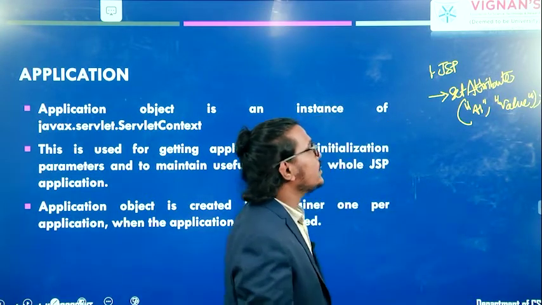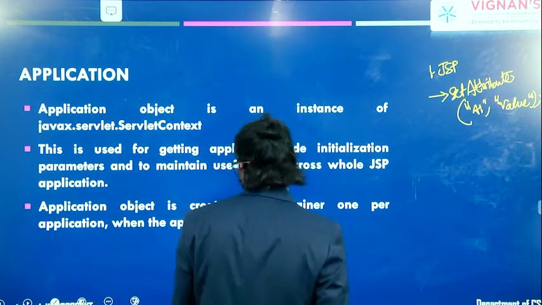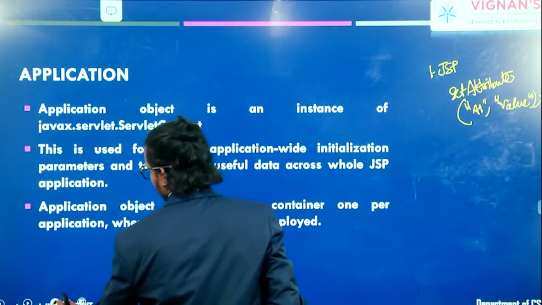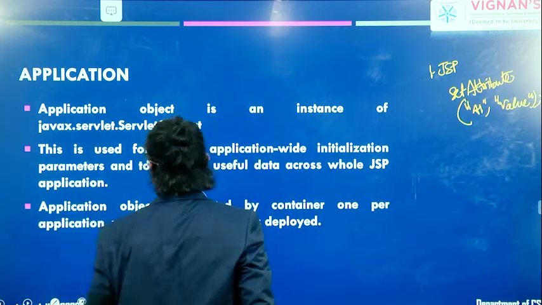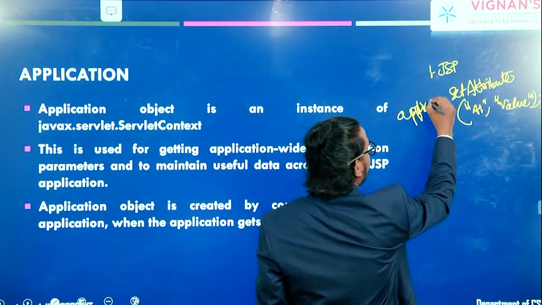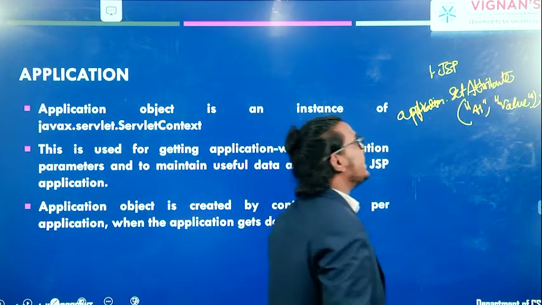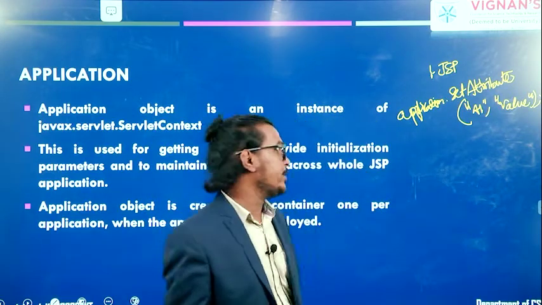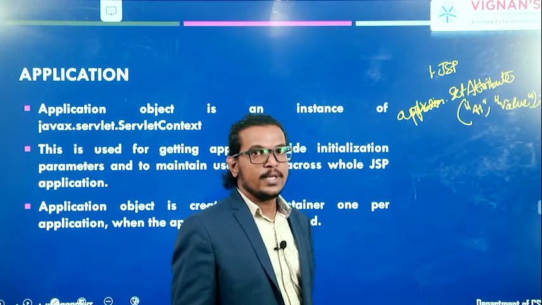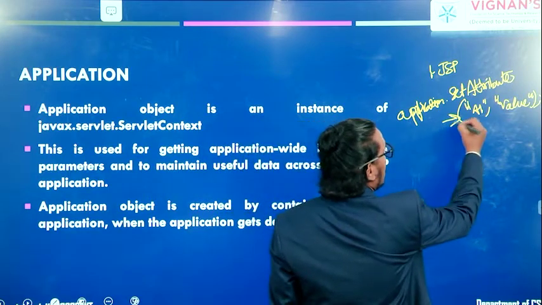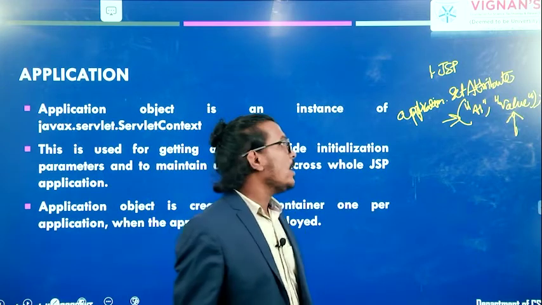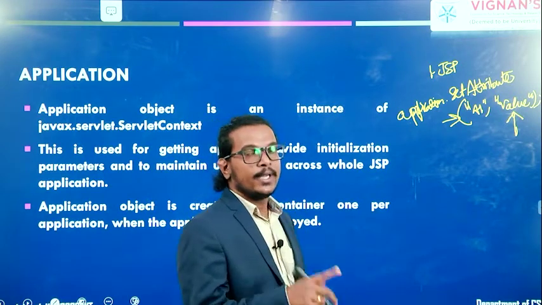Now with the help of this particular application, we are setting application dot set attribute. With application dot set attribute, we are setting the attributes there. First we have to pass the attribute name, and after that you have to pass the attribute value, in one page.